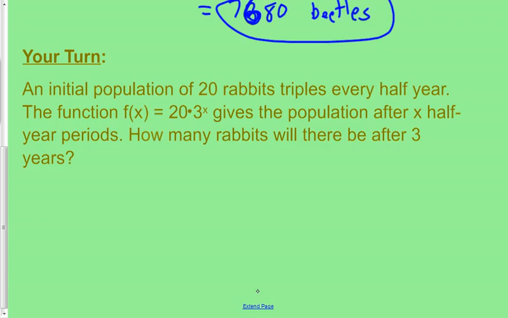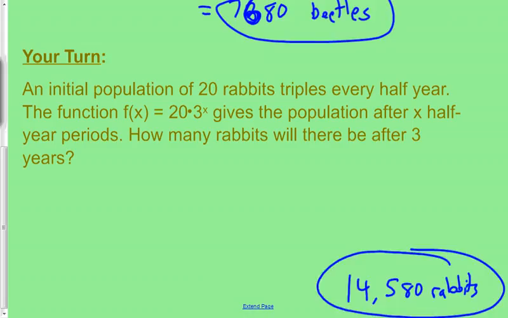It says an initial population of 20 rabbits triples every half year. The function f of x equals 20 times 3 raised to the x power gives the population after x half-year periods. How many rabbits will there be after 3 years? So why don't you pause it, try it on your own, and then I'll show you how to do it in a second. All right, so I ended up with 14,580 rabbits, and here's how I did it.